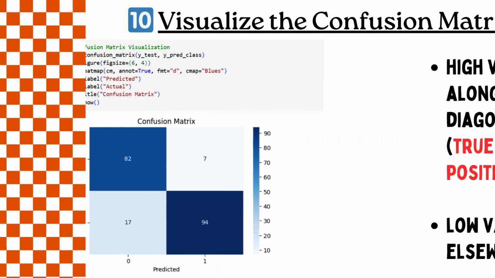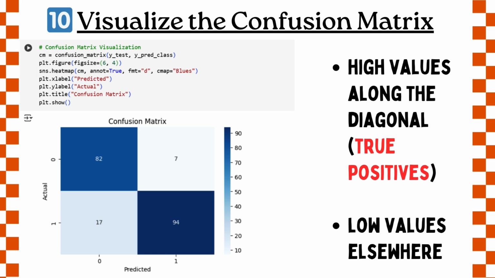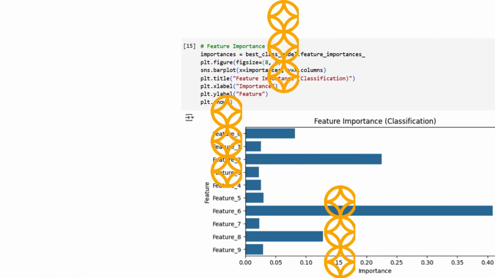10. Confusion matrix. Next, we visualize the confusion matrix to understand how well our model performed across different classes. The confusion matrix helps us see the true positives, true negatives, false positives, and false negatives. Concept. The confusion matrix is a diagnostic tool that breaks down the prediction results into true positives, true negatives, false positives, and false negatives.